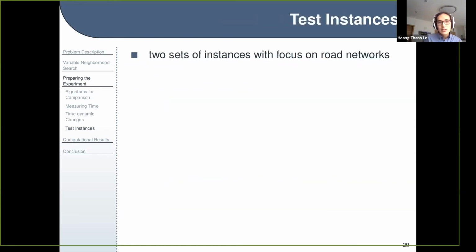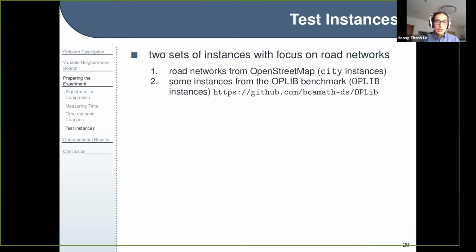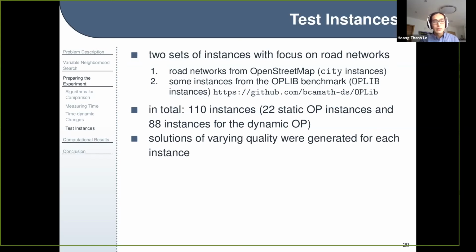Okay, as for the test instances, we use two sets of instances with a focus on road networks. The first set is a set of networks based on OpenStreetMap data. Here you can see an example on the left, how it looks like in OpenStreetMap and how the corresponding graph looks on the right. The next set of instances is based on OPLib, which is a benchmark for orienteering problems. In total, we had 110 instances, which contain 22 static instances, as well as 88 instances for the dynamic orienteering problem. And since we work with improvement heuristics, we also generated initial solutions of varying quality for each instance.